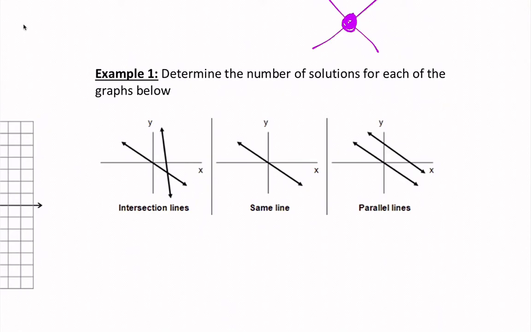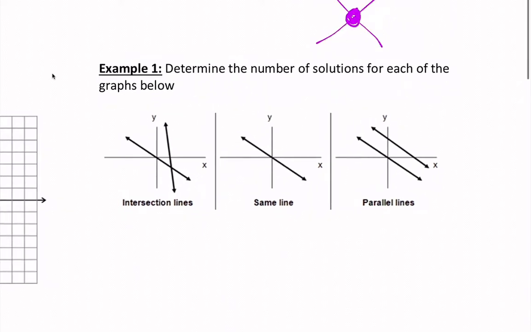In example 1, it says determine the number of solutions for each of the graphs below. So on this first graph right here, we know the solution is where the two lines intersect. So these two lines cross one time, so I know that we'll have one solution.